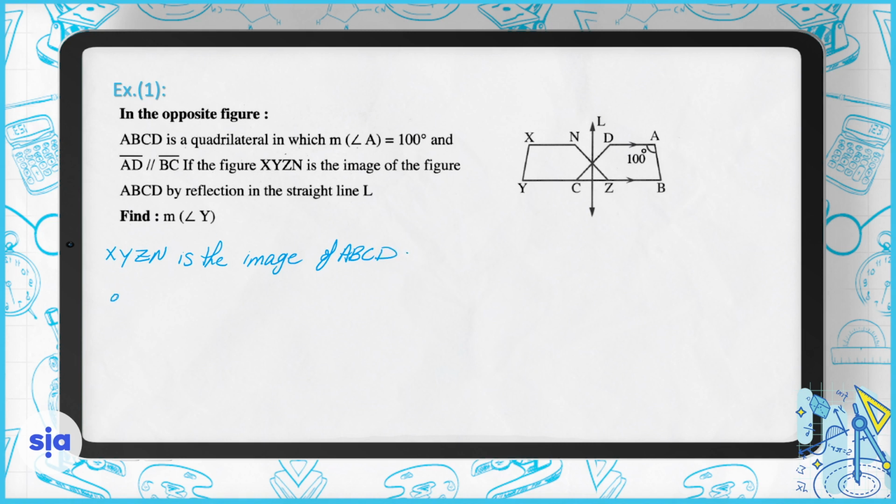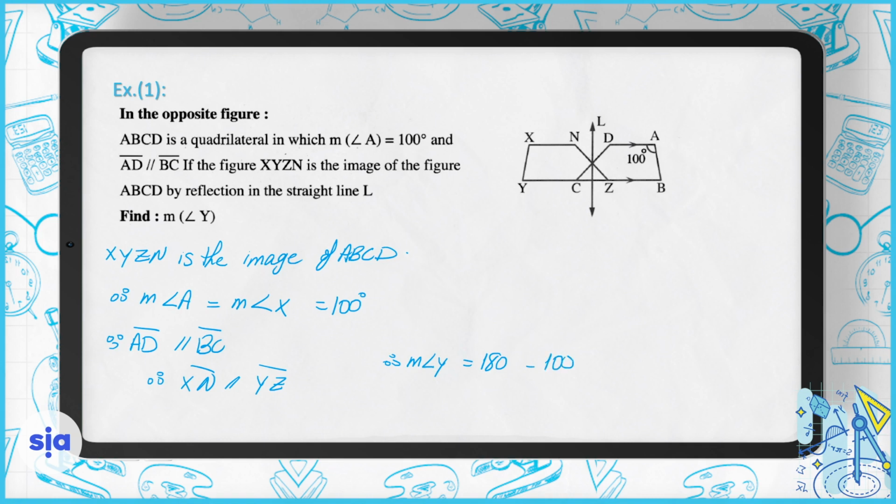therefore, the measure of angle A is equal to the measure of angle X, which is 100 degrees. Since AD is parallel to BC as given, therefore XN is also parallel to YZ. Therefore, the measure of angle Y is 180 minus 100, which is 80 degrees, because these are interior supplementary angles.